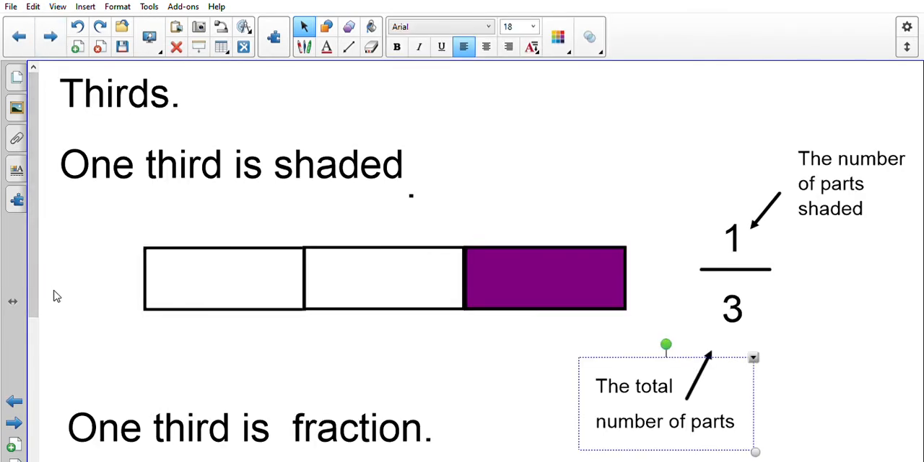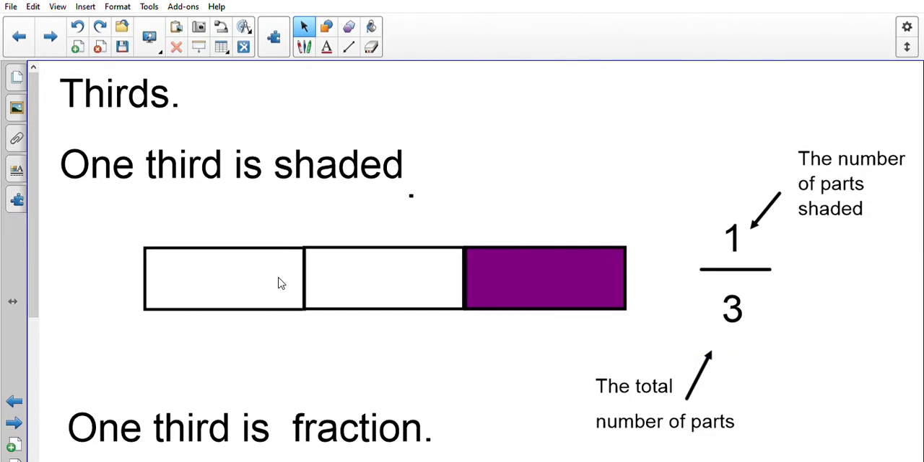So today we're going to be looking at thirds. So this is the word there, thirds. On this shape, 1/3 is shaded. A third is when something is split into 3 parts. So we've got 1 part, 2 parts, 3 parts. This is what it looks like when we write 1/3. Let me write it up here so it's not as crowded for you.